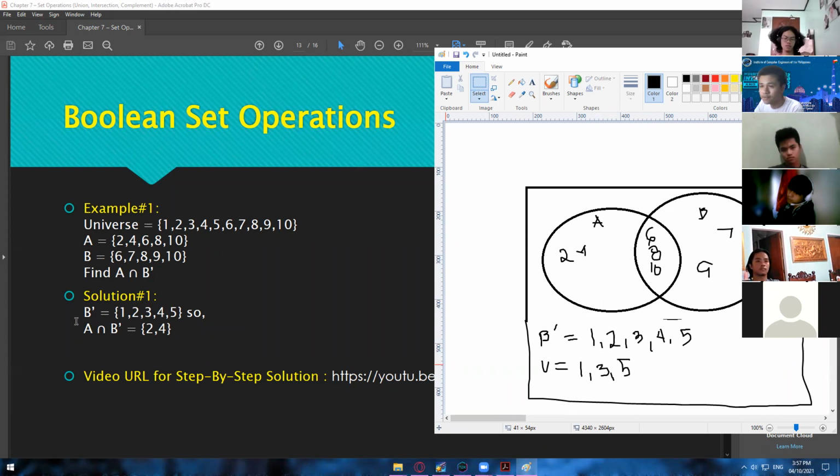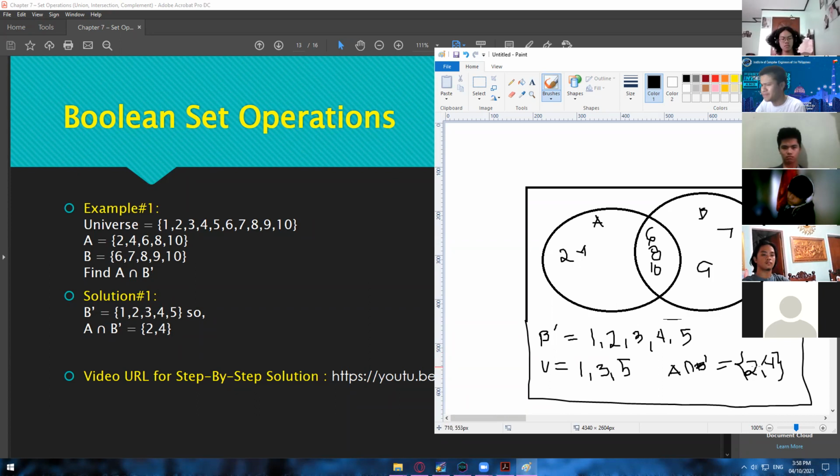Okay, and then for the A intersection B complement, it is 2 and 4. All right. Okay, and here, all you need to do is just write this one, A union B complement is equal to 2 and then 4.